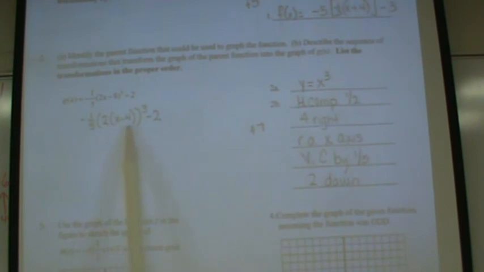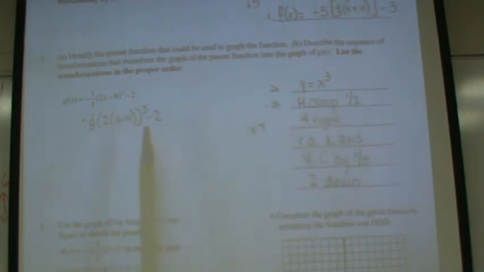For number 2, what you had to do is get this ready. Pull out a 2. So you start right here. This is to describe the transformation. You take this number and you flip it. It's a horizontal compression by a factor of 1/2. This is going to be opposite, so 4 units to the right. Outside, you do reflecting over the x-axis. That's a small number, less than 1, so it's a vertical compression by a factor of 1/5, and down 2.